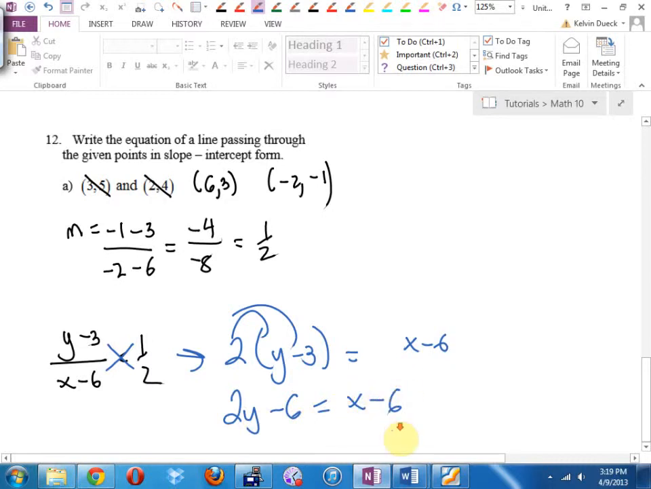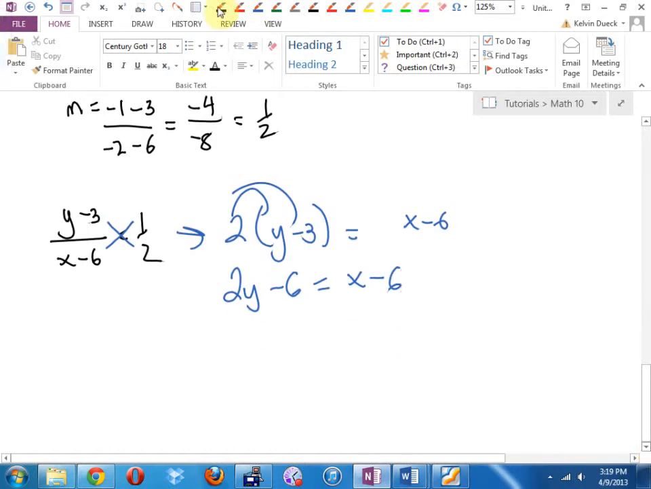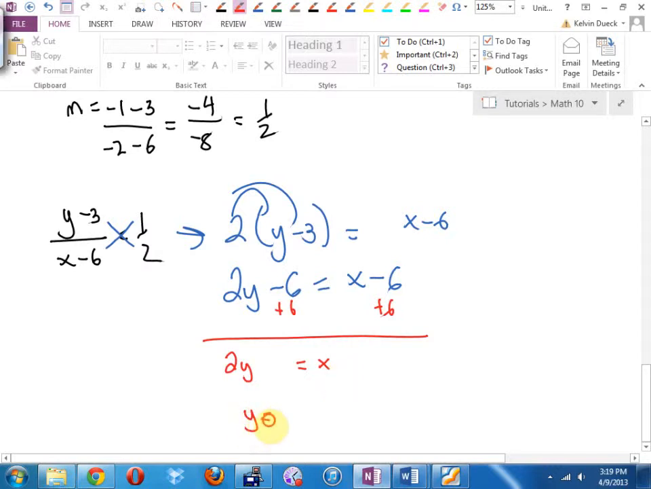Let's get the y by itself. We get 2y equals x. By a nice fluke, my numbers cancel. It's a complete fluke. How do I get the y by itself? y equals, now you could write x over 2. If you want to write it in slope-intercept form, 1/2 x. And it looks like the y-intercept of this one is 0, 0, by a fluke. Is that okay? Make sense?